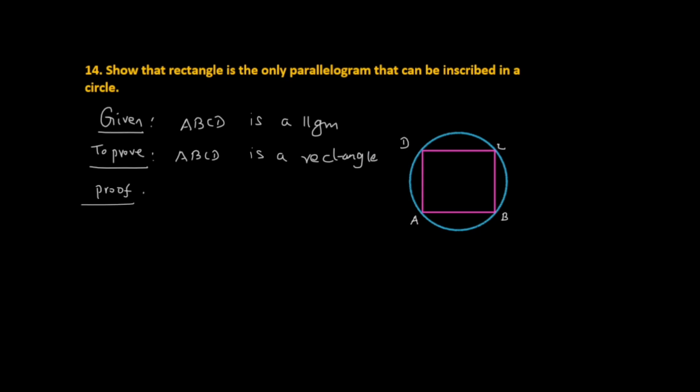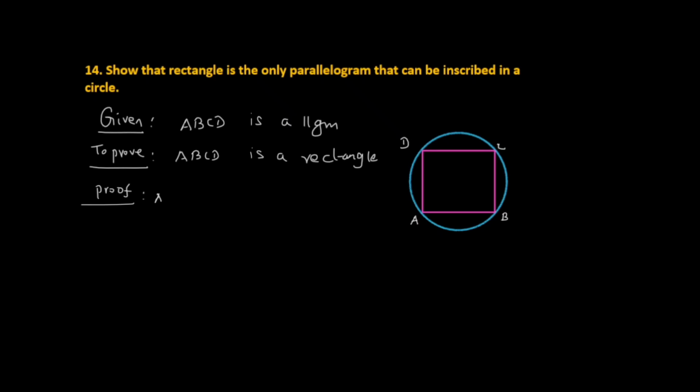For the proof, we know that in a parallelogram, opposite sides are equal and parallel. In a rectangle also, opposite sides are equal and parallel. But what is the difference between a rectangle and a parallelogram? In a rectangle, all the angles are 90 degrees, but in a parallelogram, opposite angles are equal and adjacent angles are supplementary to each other.